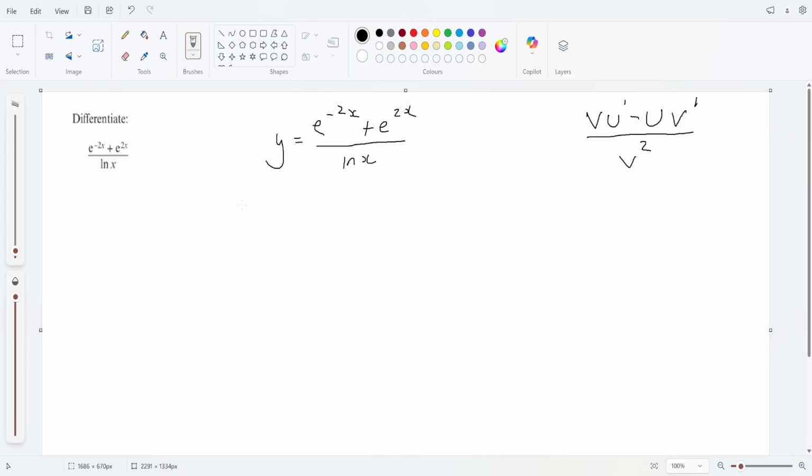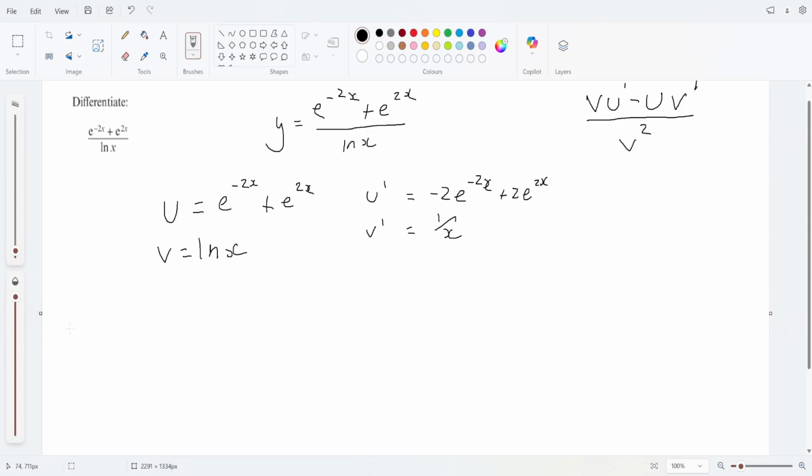With this next question, the reason why I chose this one is to show you all that u can be equal to more than one term. So in this instance, it would be u equals e to the minus 2x plus e to the 2x, and v is going to equal ln x. Then we're going to differentiate both of these. So u dash is going to be minus 2e to the minus 2x plus 2e to the 2x, and v dash is going to be 1 over x.